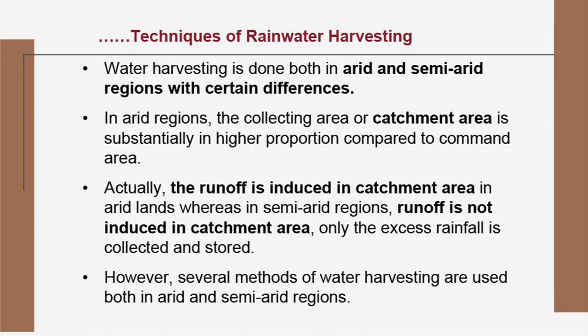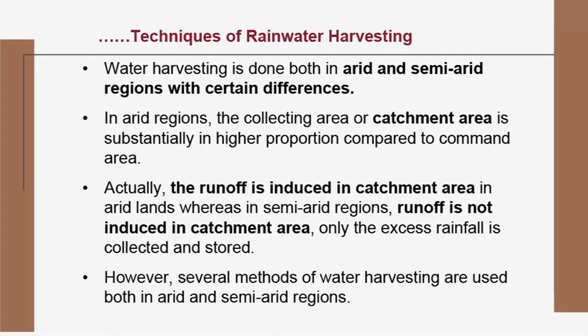Actually, the runoff is induced in the catchment area in arid lands, whereas in semi-arid areas, runoff is not induced in the catchment area, only the excess rainfall is collected. Means whatever is coming in the form of natural flow, that is collected in the semi-arid area. But in an arid area, you have to force or artificially bring that water from the catchment area into a collection or storage place. However, several methods of water harvesting are used both in arid, semi-arid and other regions.